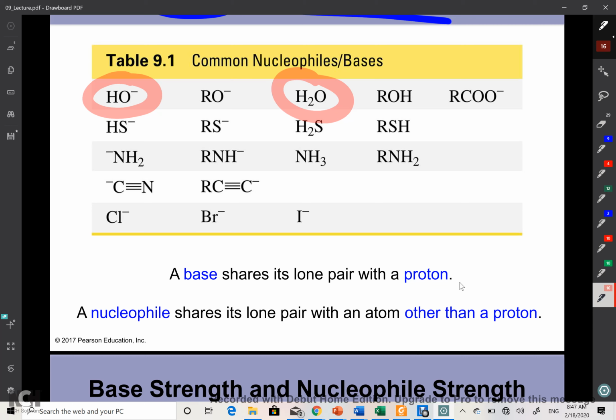And Destiny, you know why? Who knows why we consider water as a base? Yes. Because it donates the electron. Okay, remember those lone pair of electrons on oxygen. Those lone pair of electrons on oxygen, that's what makes water behave as a base.